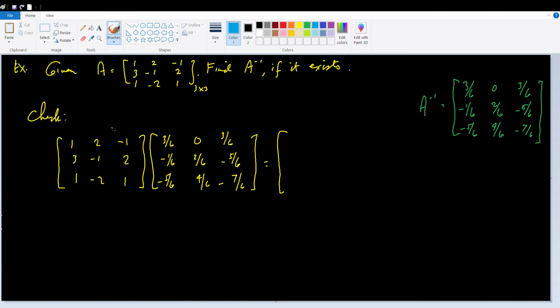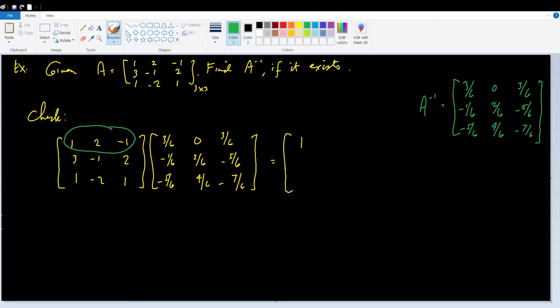So, first row, first column. 1 times 3 over 6 is 3 over 6. 2 times negative 1 over 6 is negative 2 over 6. Negative 1 times negative 5 over 6 is positive 5 over 6. 5 and 3 is 8, minus 2 is 6 over 6, or 1. Okay? So that is equal to 1. Next.